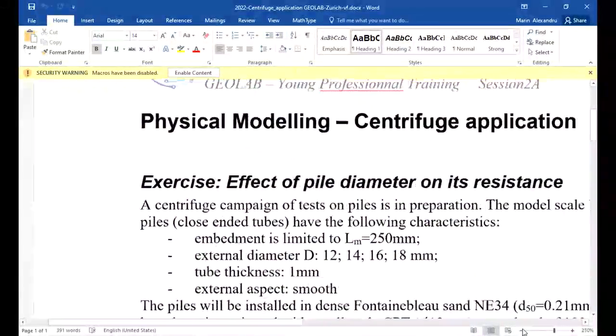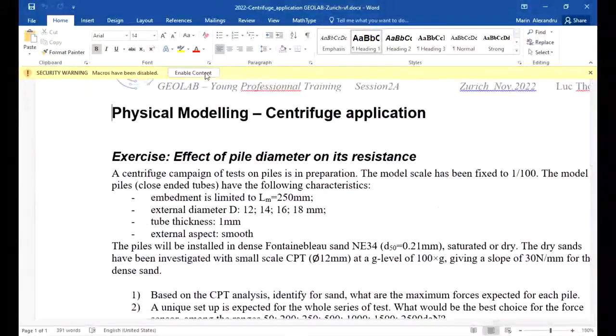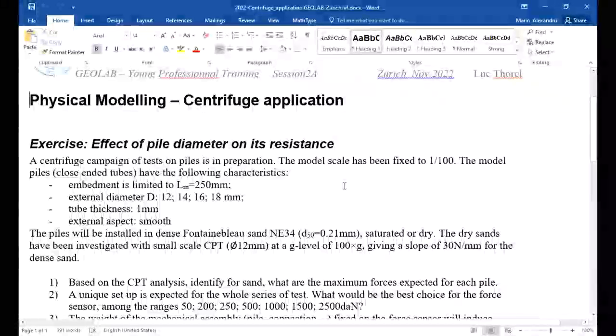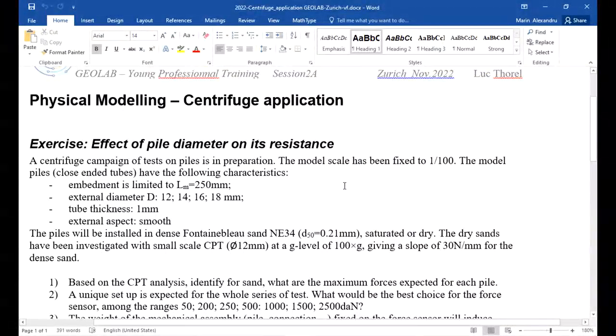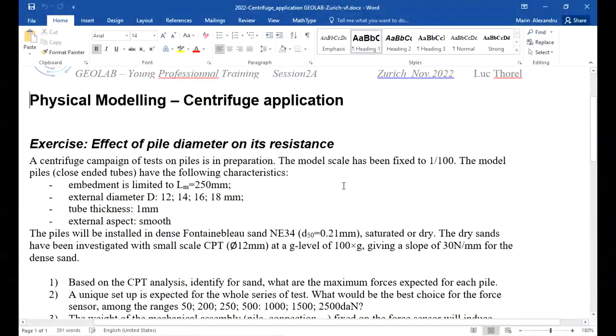So we have performed tests in the centrifuge, at the scale 1/n. Okay, and so we perform tests at 100 G, for piles that have the same length but different diameters. The thickness of each pile is identical, and externally they are smooth, and they were installed in the dense sand, which was saturated or dry.